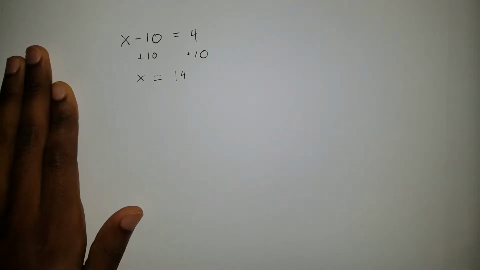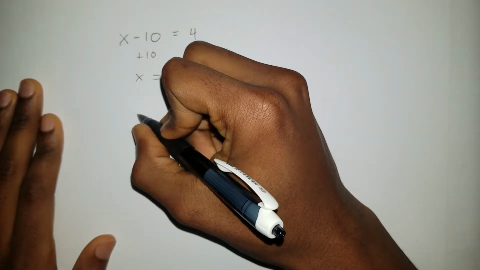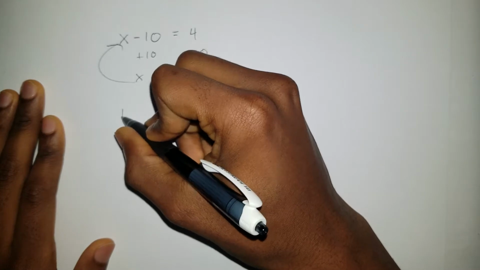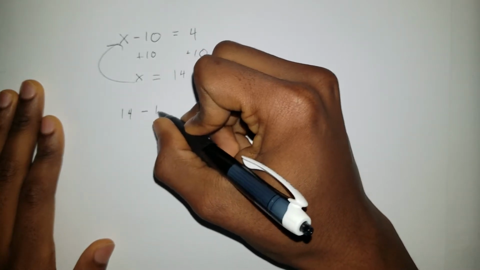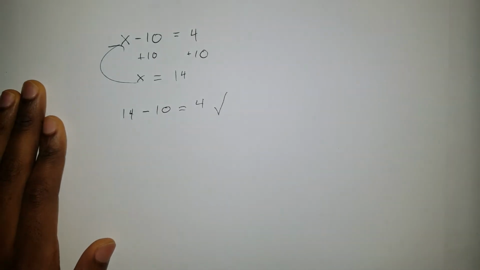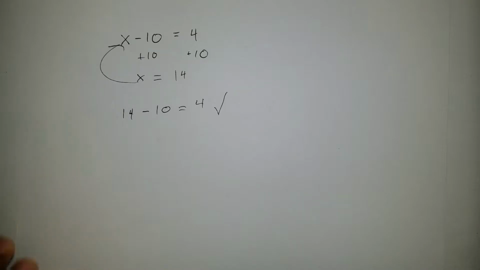Now, if you don't believe me and you would like to check, what we can simply do is plug x back into the original equation. Then we will have 14 minus 10. And what's 14 minus 10? 4. So that's an equation, and that's one way to check it.